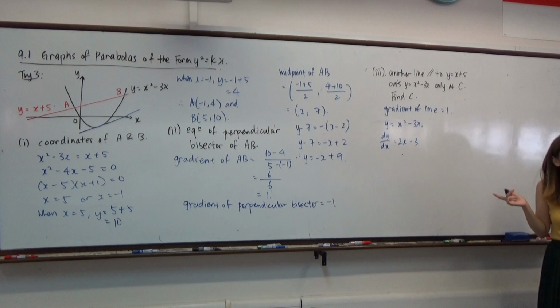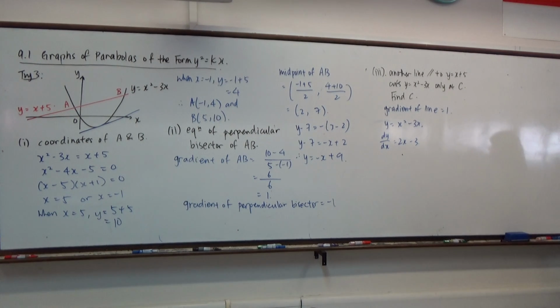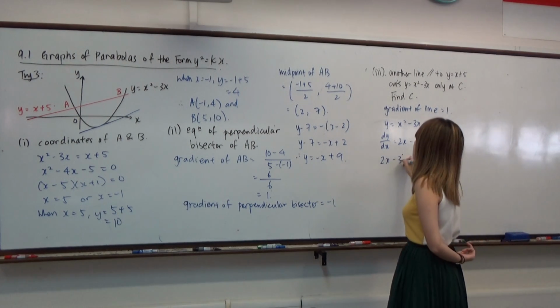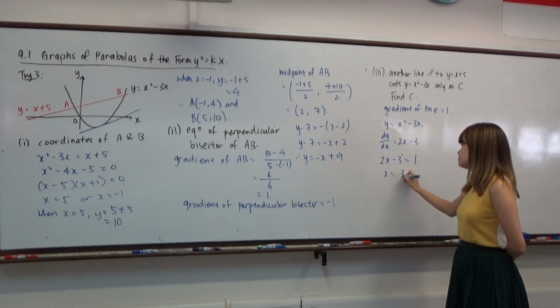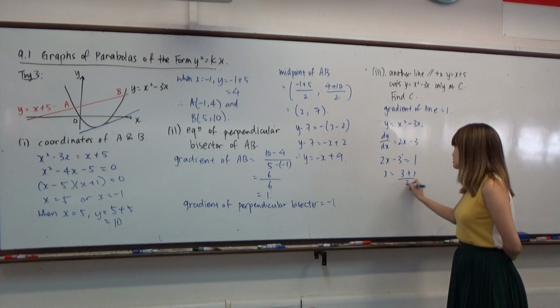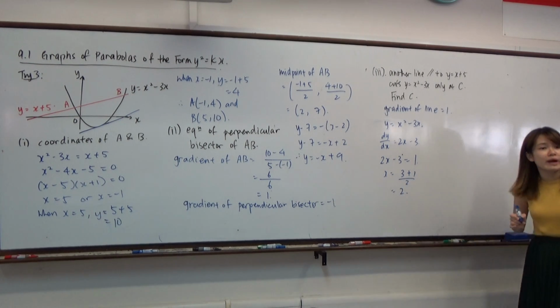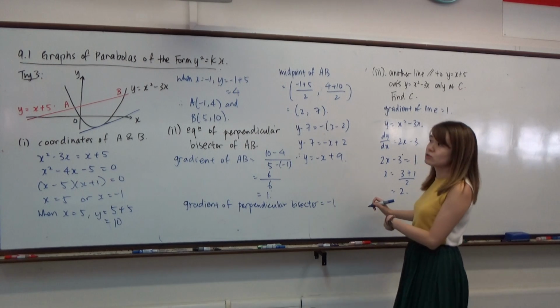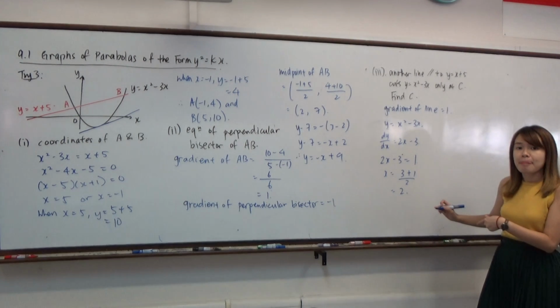dy over dx, then what? Then this is the gradient, so x minus 3 equals 1. So x equals 2, right? So what can we interpret from this x equals 2? We sub this into where? y equals x plus 5.